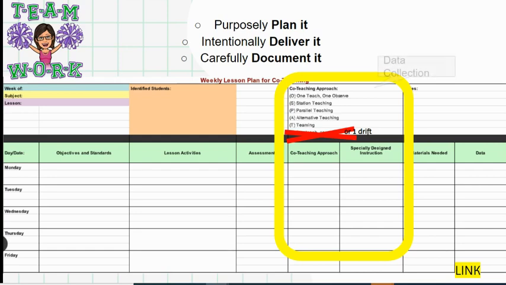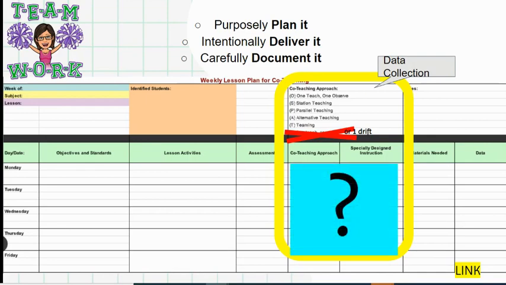The other one that we're going to be using periodically is one teach, one observe. And sometimes the one observe model in those articles that I referred to earlier, where they talk about the one teach, one observe, is sometimes that model that is used at the very beginning of the year when we're getting to know our students and when we're observing the effectiveness of a specially designed instruction. So keep that in mind.